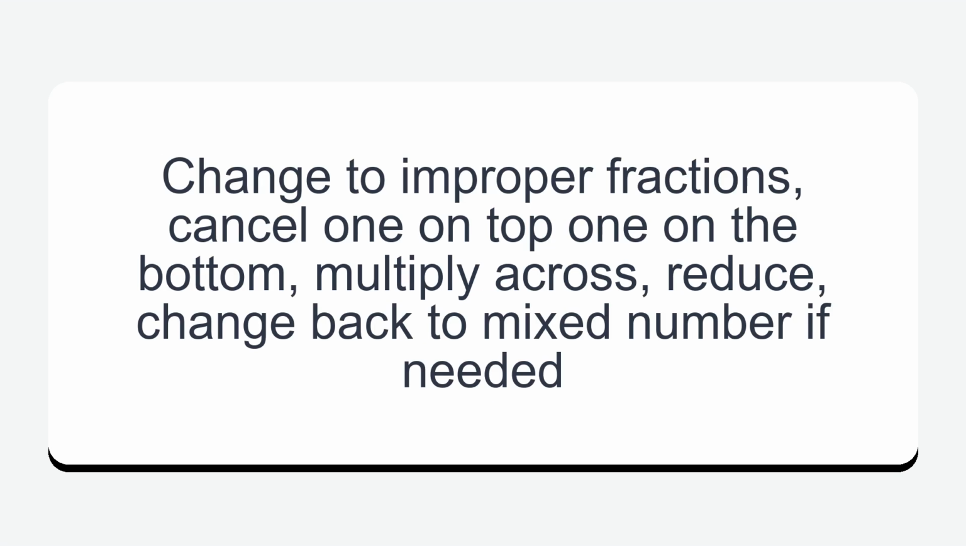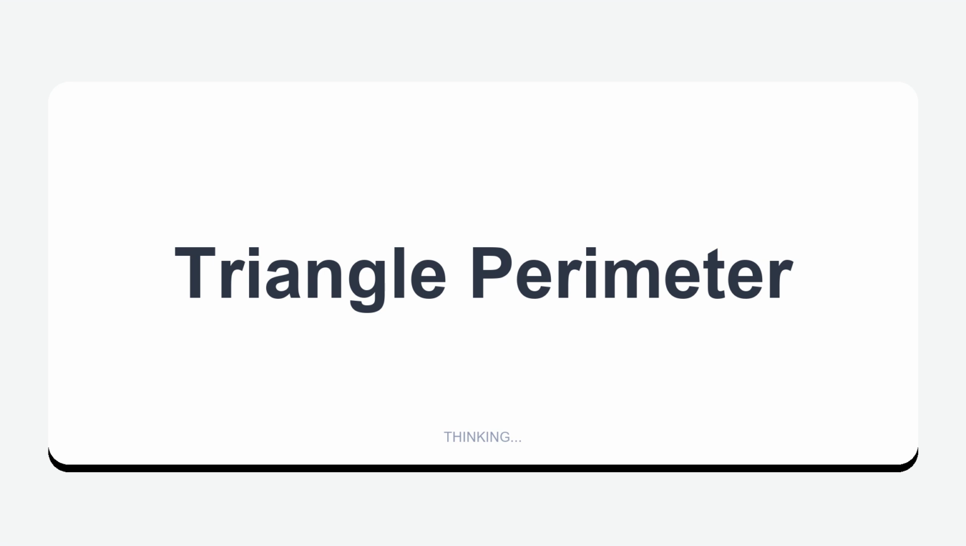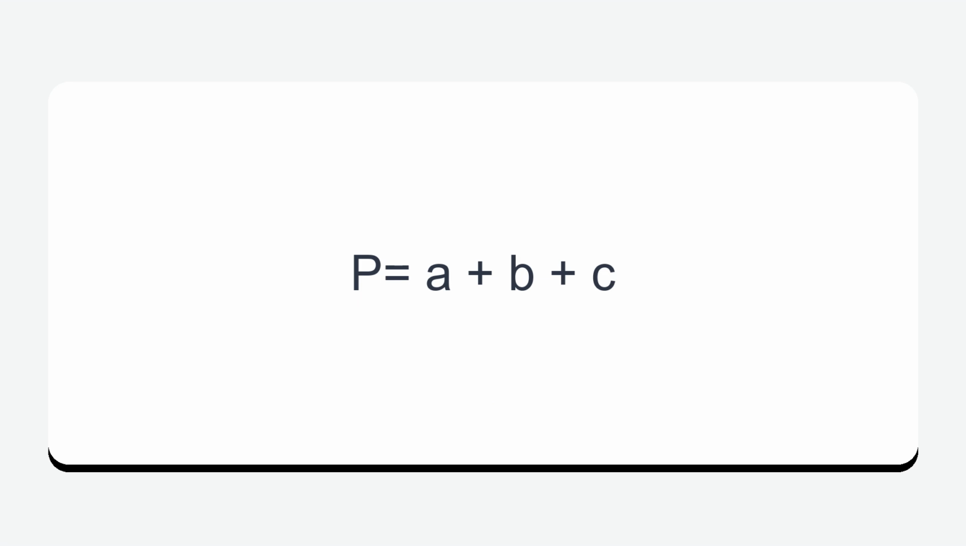Multiplying fractions: change to improper fractions, cancel one on top with one on the bottom, multiply across, reduce, and change back to a mixed number if needed. Triangle perimeter: P equals A plus B plus C.